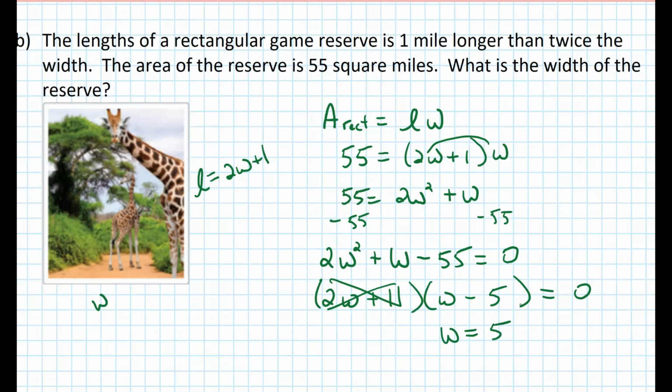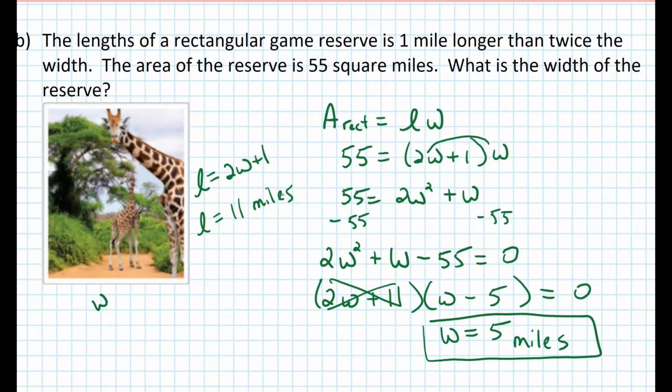Okay. Are we done? What did it ask for? The width. It asked for the width of the reserve. And what's the only thing I need to add to this? Units. And this is miles. So the width is 5 miles. If we asked for the length, what would we do? You plug it in. So the length is actually equal to 11 miles. Or you can divide by 55. That's right.